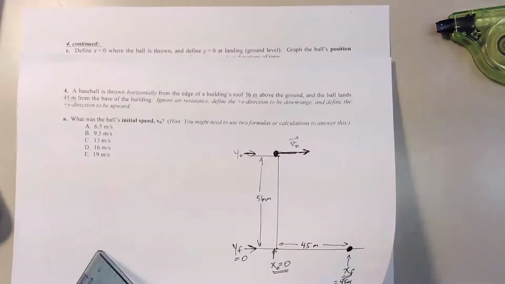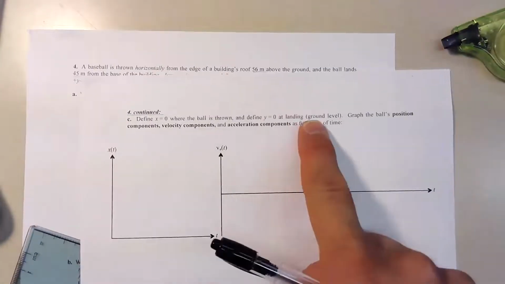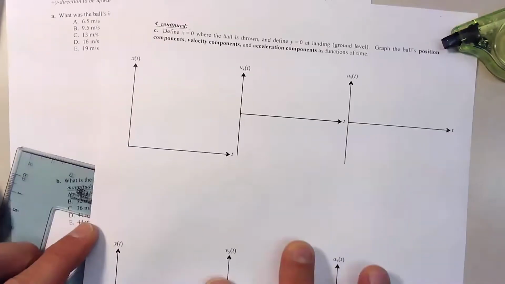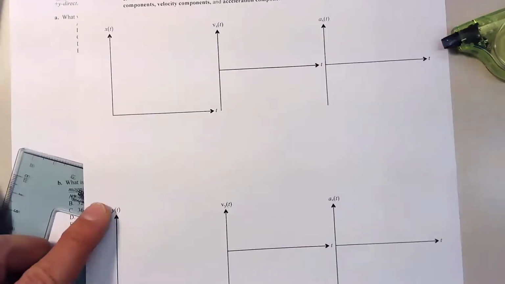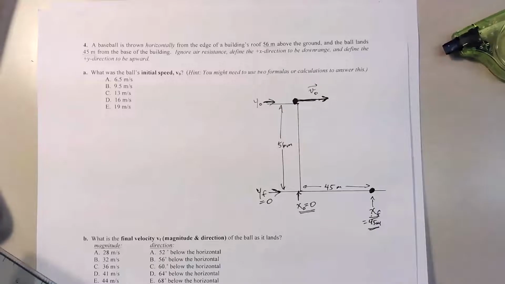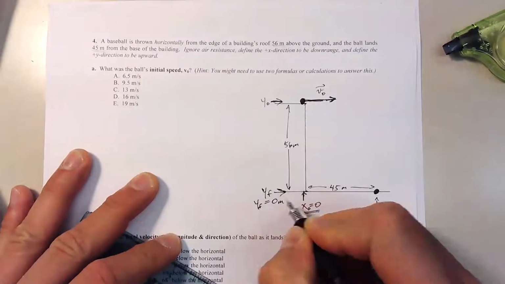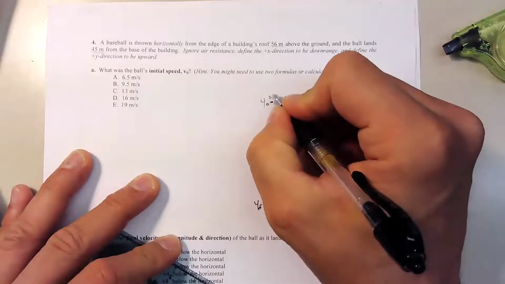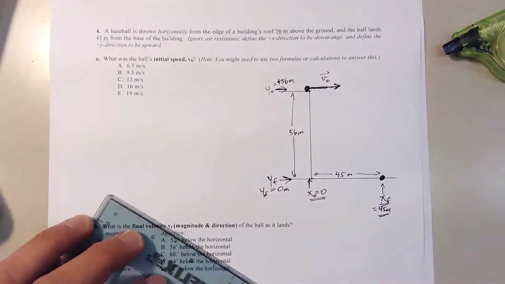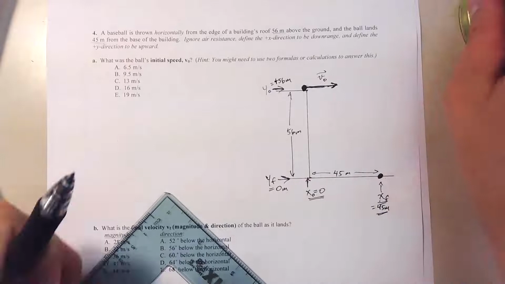Let me also see what I stipulated for the graphs. I said define y equals 0 at landing. So I might as well choose my axes for my problems to match what ultimately needs to happen for the graphs. So here we're going to have this y position graph down here. So let's call y final 0 meters down here at the ground, and the y initial will be positive 56 meters at launch.